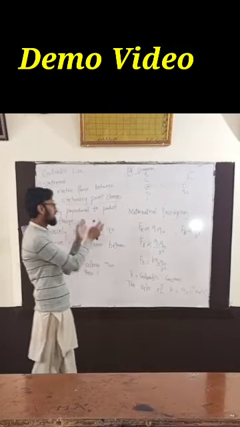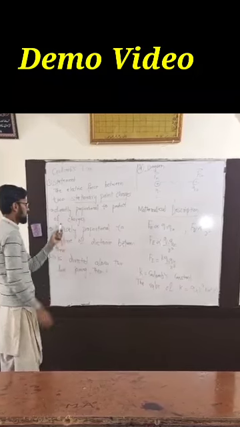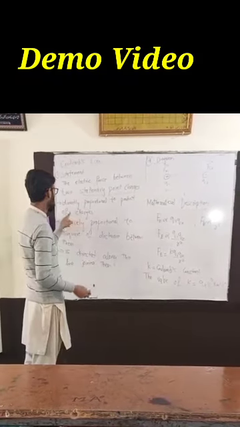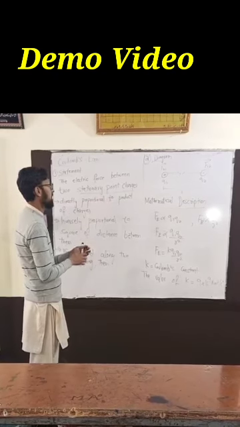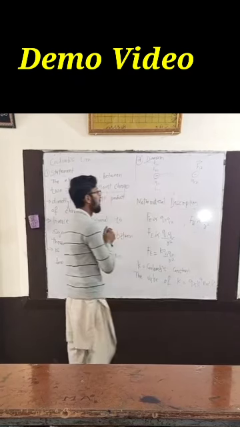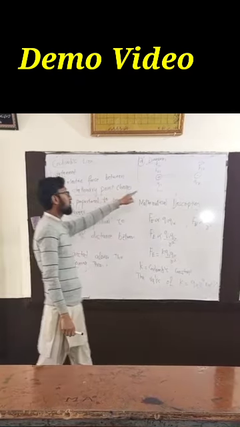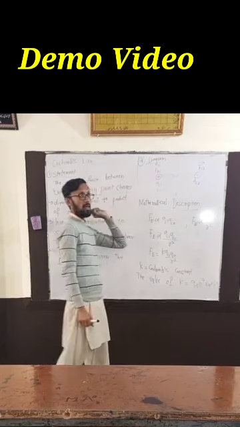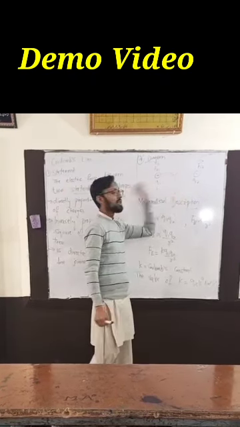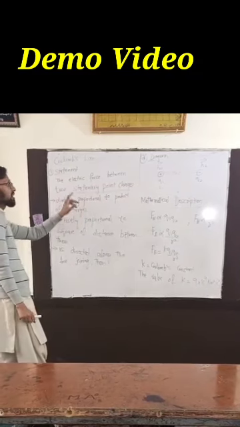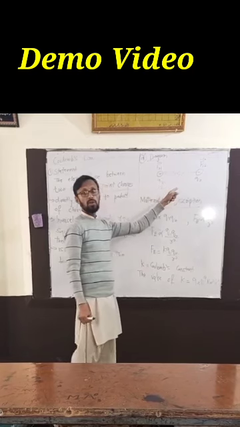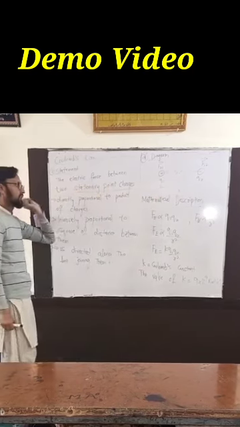Now, it is clear that the force between two stationary point charges is directly proportional to the product of charges. It means if we take the product of Q1 and Q2, this is directly proportional to F21. And similarly, F12 is directly proportional to Q1 and Q2. And similarly, F12 or F21 is inversely proportional to R square, the square of the distance between them.